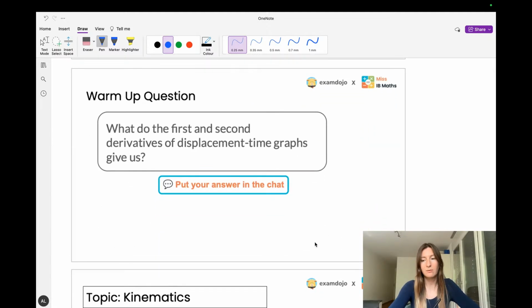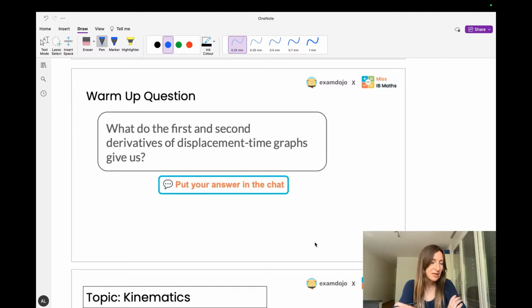So to start with, a little warm-up. What do the first and second derivatives of displacement time graphs give us? If you're not a physicist, this topic might be a little challenging to understand. I'm not a physicist, so I can do the maths and apply the maths, but often it gets trickier when you don't have the physics background. So hopefully I can make that a bit easier for you as well if you're not doing physics.